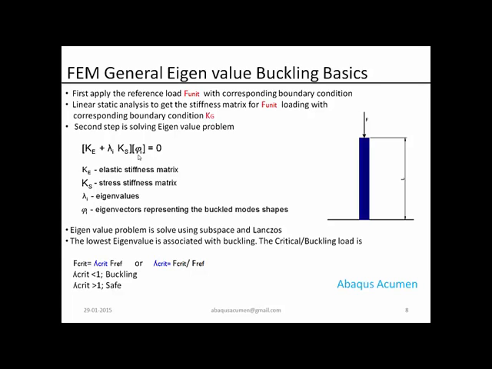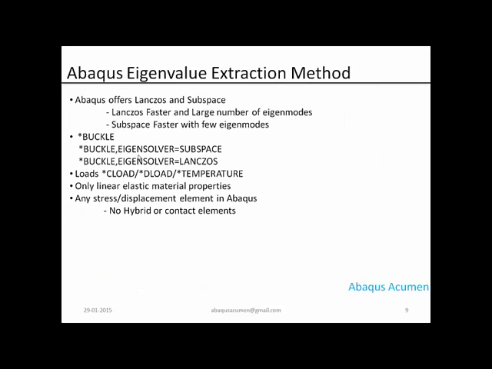Now very typically, for now we are talking mainly about Abaqus. Abaqus solves the eigenvalue problem mainly using two methods, called Subspace and Lanczos. You can get all the details and the advantages of these methods in open literature. Once you solve this problem, the lowest eigenvalue associated with buckling is your critical buckling load for your problem.